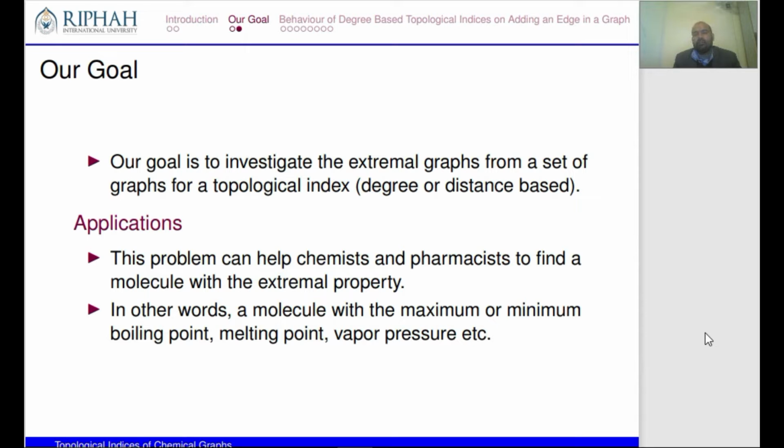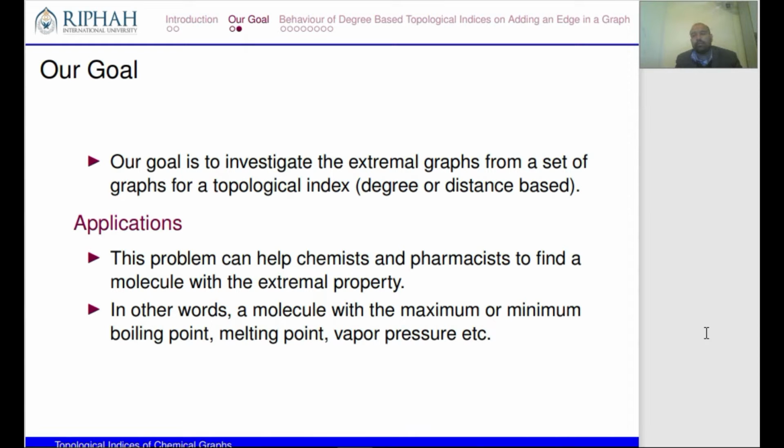For example, if we talk about the first Zagreb index, we have a set of graphs, and that set could depend upon the number of vertices and the radius, or the number of vertices and the diameter, or some other parameter. We are interested in finding the maximum and minimum value of the first Zagreb index and the corresponding graphs, which is very important: which graph attains the maximum first Zagreb index, and which graph attains the minimum. So our goal is to study the extremal graph with respect to topological indices, and these could be degree or distance based.